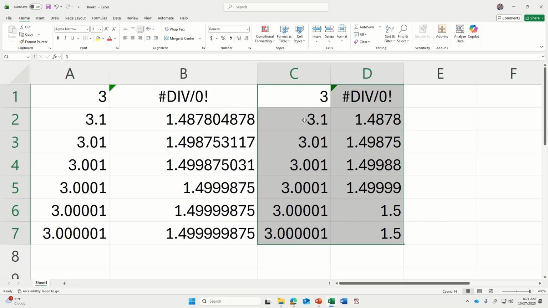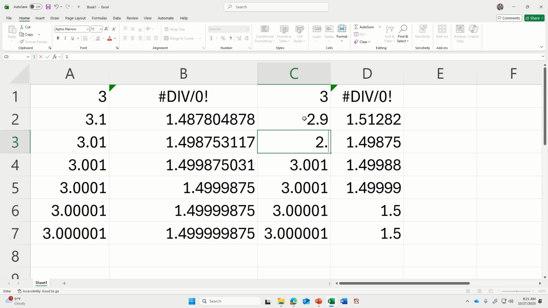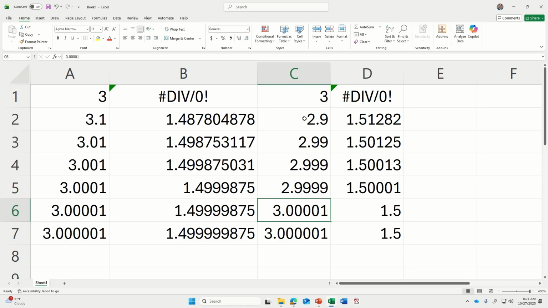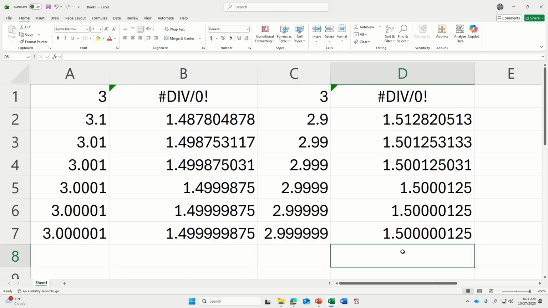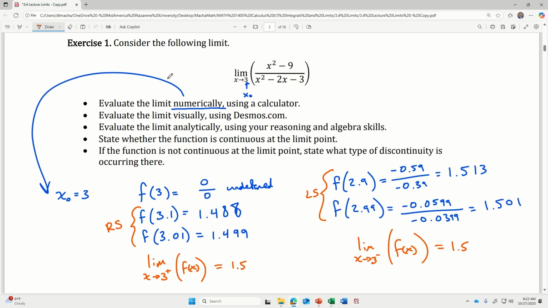What we could do is start from 2.9 and then try 2.99 and 2.999 and 2.9999 and so on. And then the same deal. You can get more accuracy by taking points that are closer to your limit point and just plugging them in your calculator. Does that make sense? Okay. So that's always an option available to you, is evaluate the limit numerically.